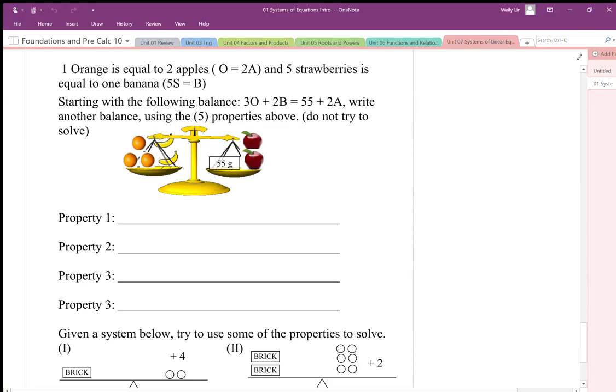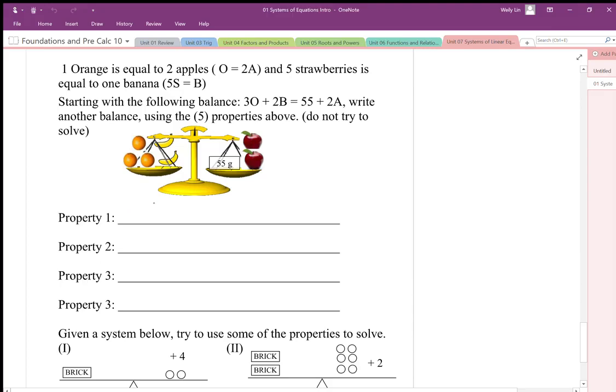Now, just to make sure you're clear, we're not solving this. We can't actually solve this balance. We can't figure out exactly how many grams apples or bananas or oranges are. But we want to use the properties to write a new balance. And I want you to come up with a different equation than I have. So I'm going to use property 1, which is addition subtraction.